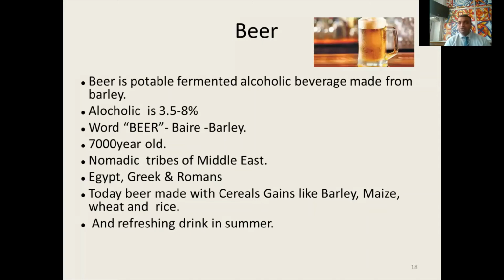Especially, I want to add something: in India, most Indians love to have beer without froth. Without froth, Indians like to have the beer. But wherever you go in Europe and most of central Europe, people love to have it with froth. So I'm going to explain how its taste buds will be increased in the next class.